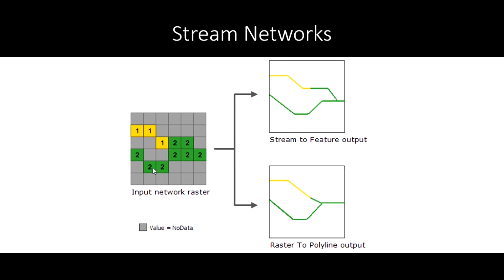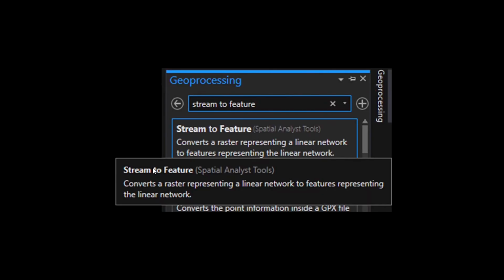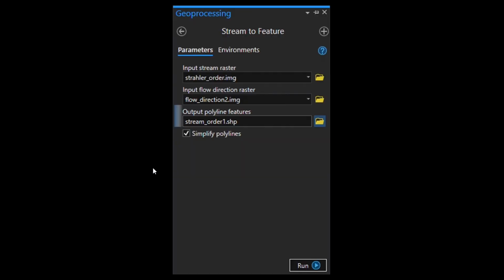So let's take this raster grid and convert it to a polyline feature. We can do that in the Stream to Feature tool, which converts a raster representing a linear network to features representing the linear network. That's exactly what we're trying to do here. In this case, I'm using the Strahler order. In this example, our input flow is the most recent flow direction that we have. The output, I'm just calling it stream order 1, and notice the .shp because now we're moving from raster to vector, so we're going to create a shapefile.